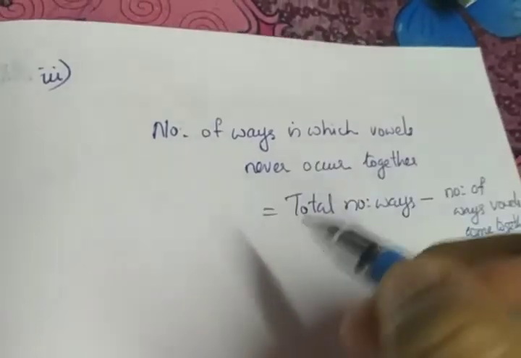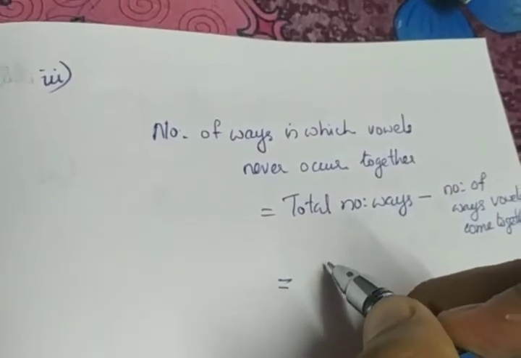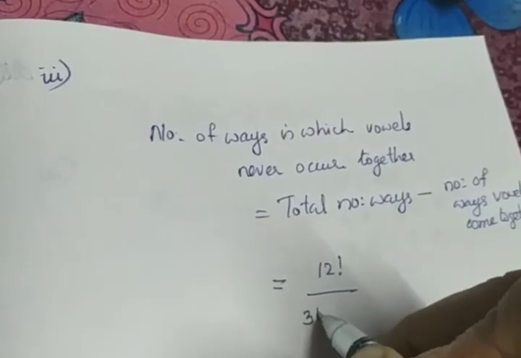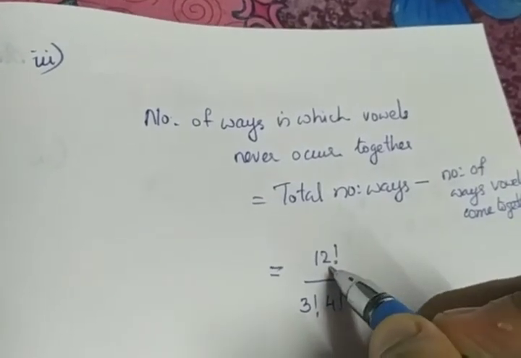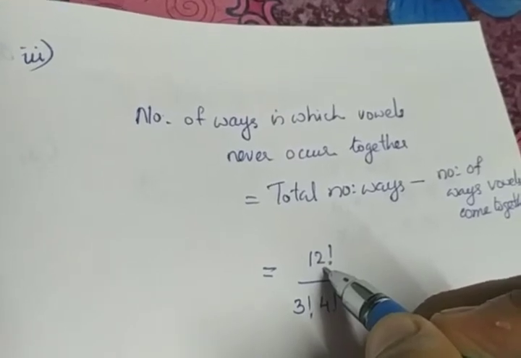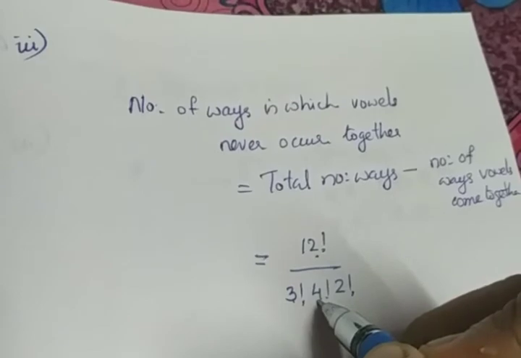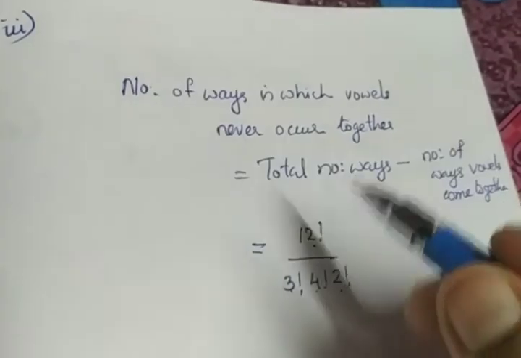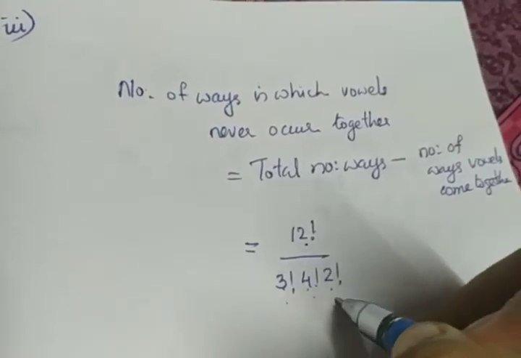Isn't it? Total number of ways we got from the first part as 12 factorial divided by 3 factorial into 4 factorial into 2 factorial. How 12 factorial came? There are 12 letters in the word independence. 3 times N repeats, 4 times E repeats and D repeats 2 times. That is how total number of ways became 12 factorial by 3 factorial into 4 factorial into 2 factorial.